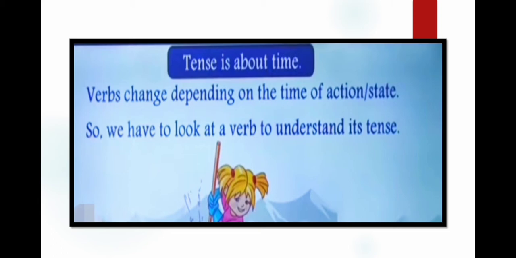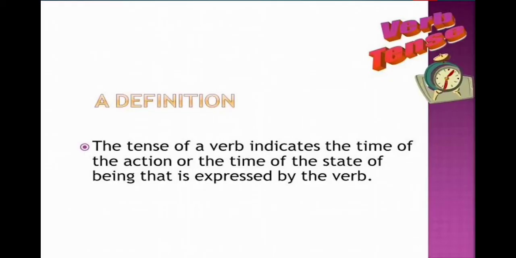So we have to look at a verb to understand its tense. So students, verb and tenses are closely related. So to understand the tense, we have to look at the verb. Now children, can you tell me what is tense? Yes, the tense of a verb indicates the time of the action or the time of the state of being that is expressed by the verb.